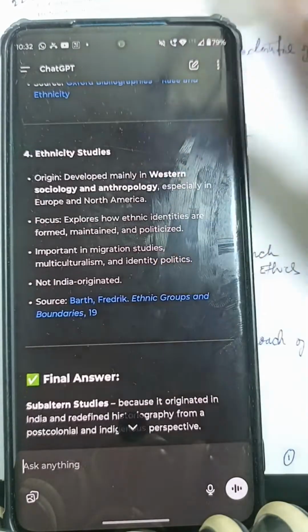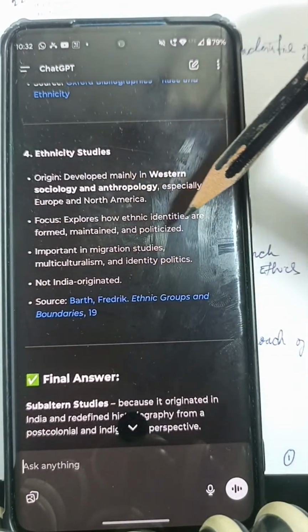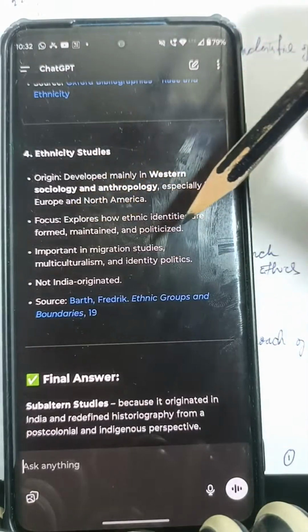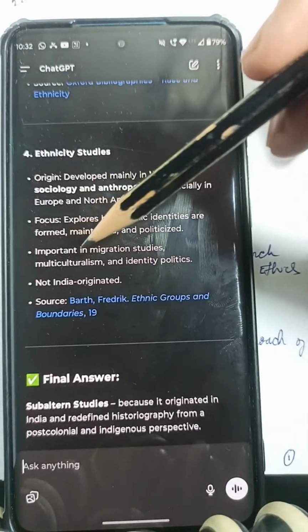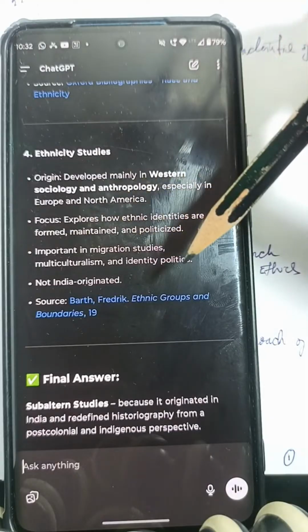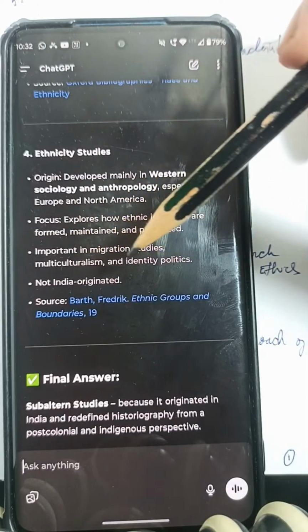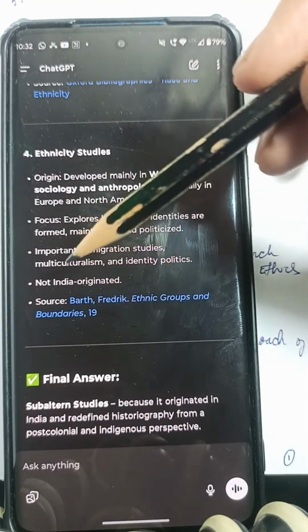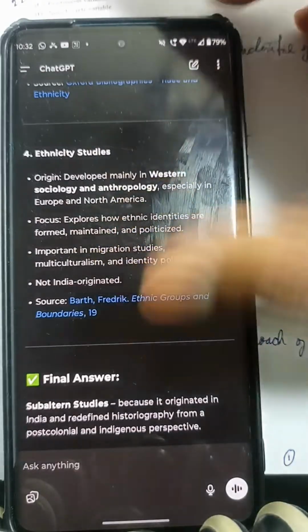The fourth option is ethnicity studies, which originated in Western sociology and anthropology, specifically in Europe and North America. It explores how ethnic identities are formed, maintained, and politicized. It is important in migration studies, multiculturalism, and identity politics. Not Indian originated.